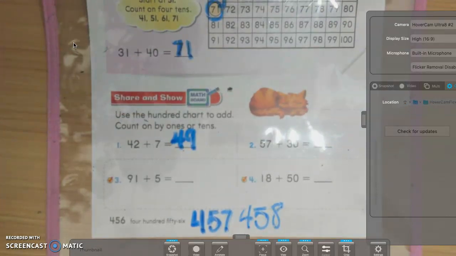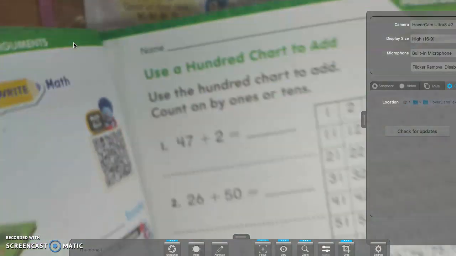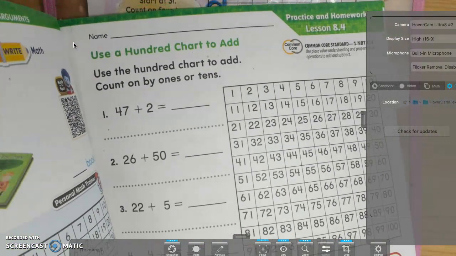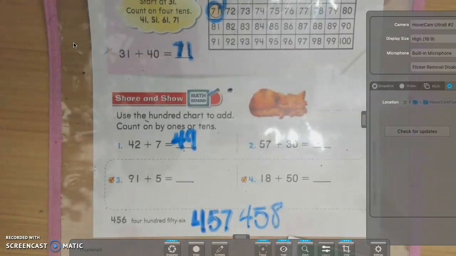If you would like to do more math, you're welcome to do those pages. And they say at the top, like the ones that you would see in your homework packet, practice and homework 8.4. So you're more than welcome to do those as well. They're not required, but it won't hurt to help grow your math brain by doing them.